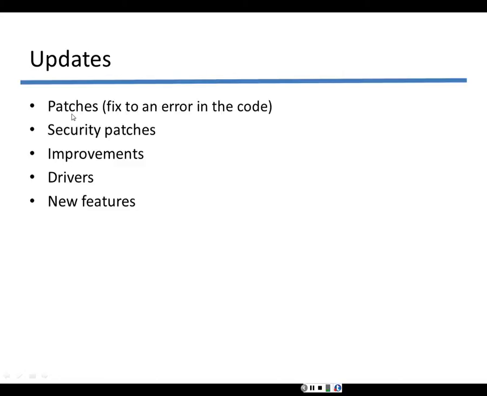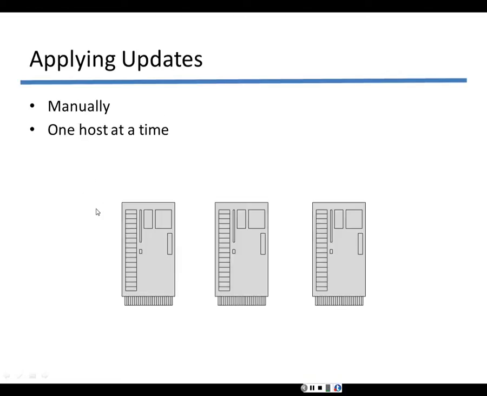There are several types of updates. Updates include patches, which are used to fix an error in the operating system, or security patches, which are used to fix errors specific to security. Updates can include improvements, new drivers, and new features.